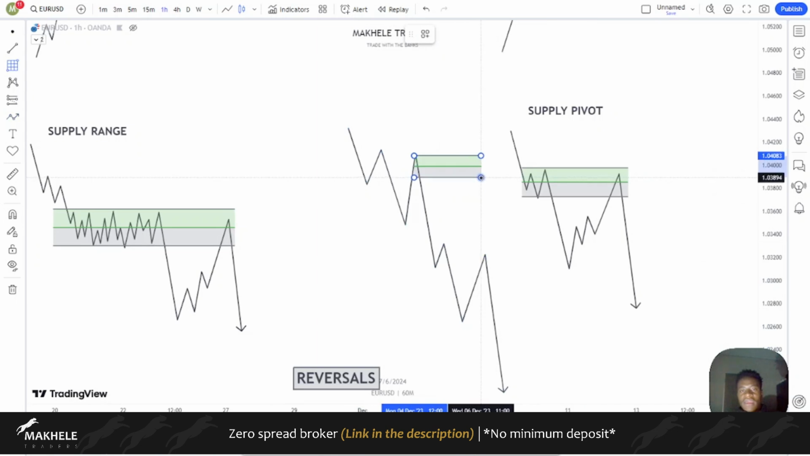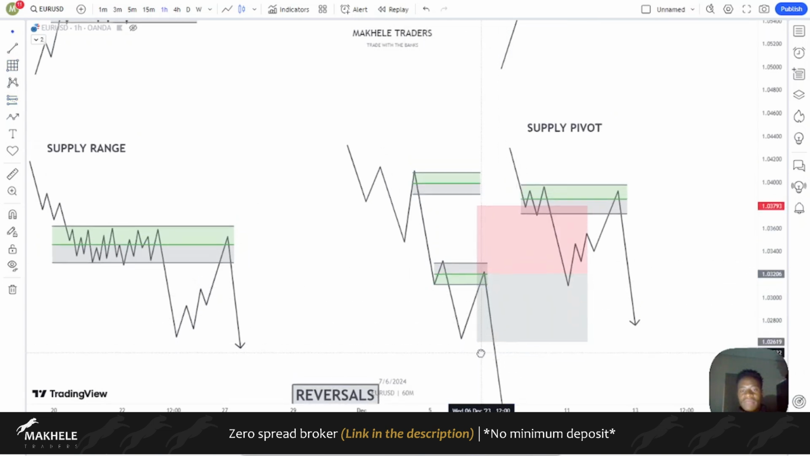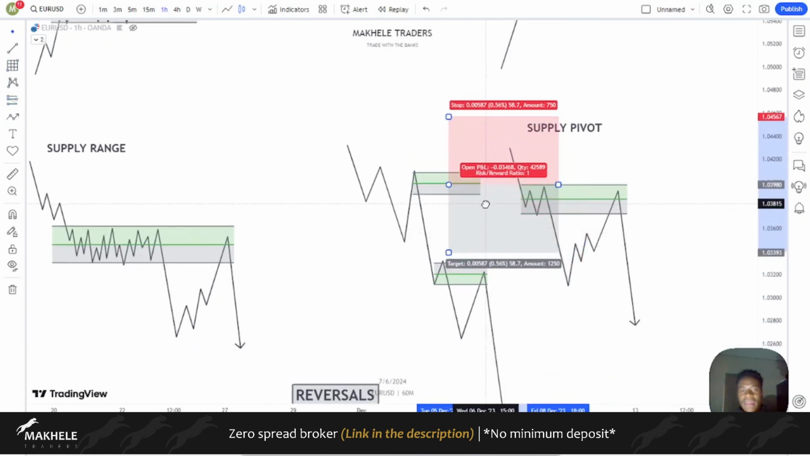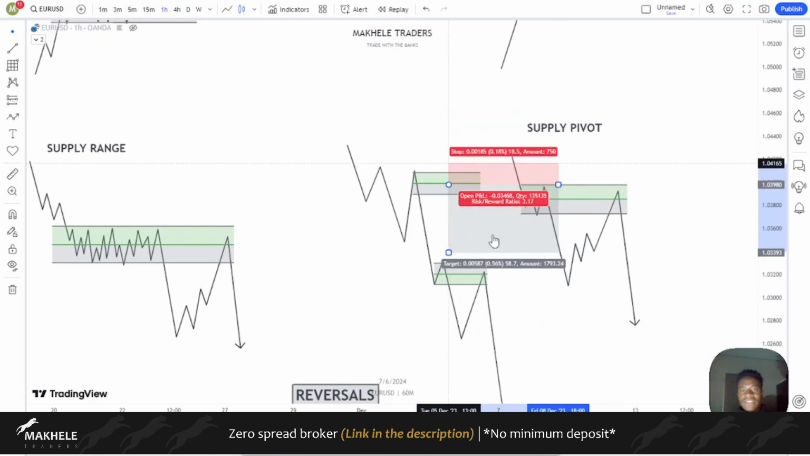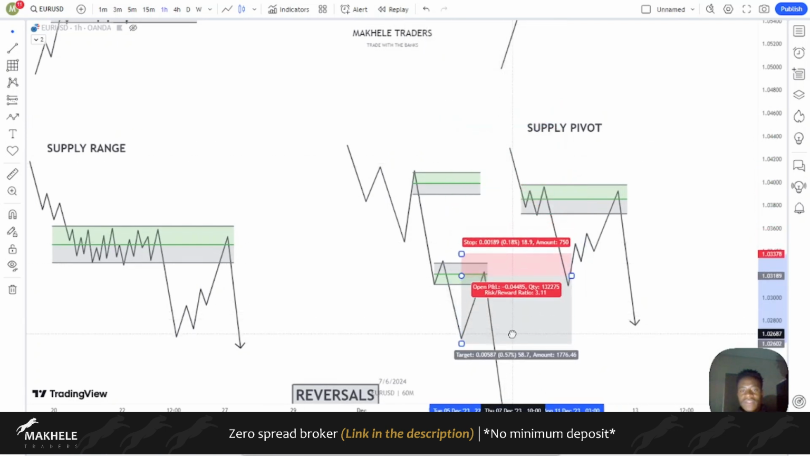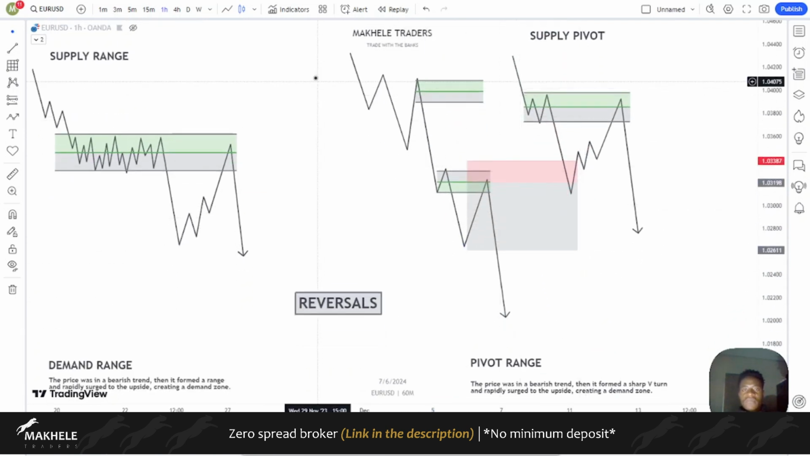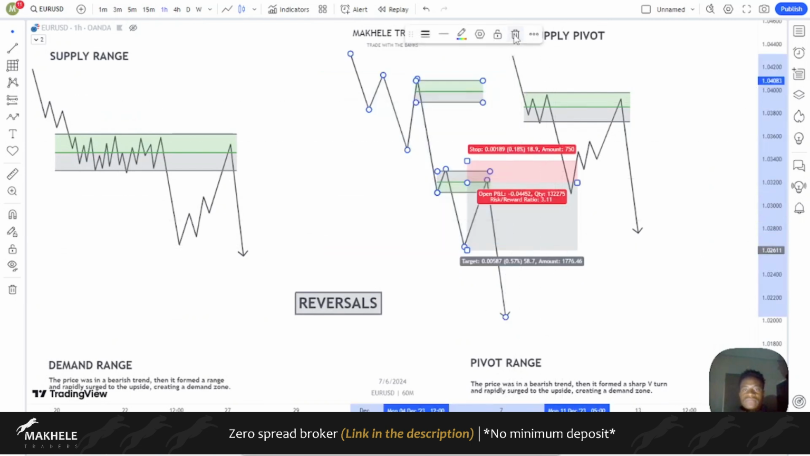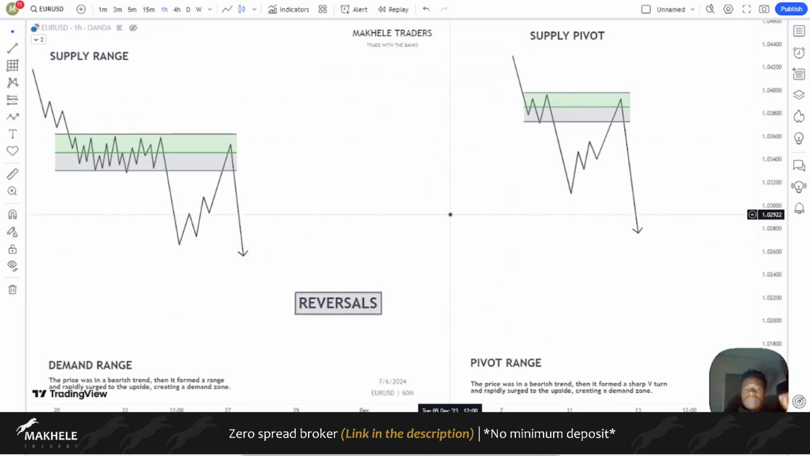So we have an unmitigated supply zone there because price has generated its own supply zone here. It happens most of the time, thinking that price will come back deeper here, only to find out price has generated its own supply zone here for continuation, for price to continue selling. That's called continuations. We're done with continuations now. Let's go to the reversals.